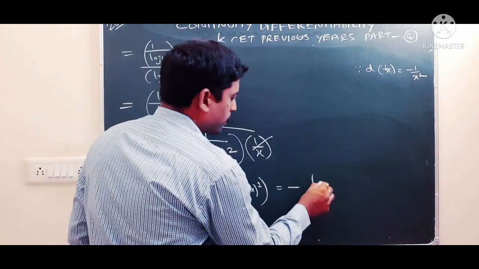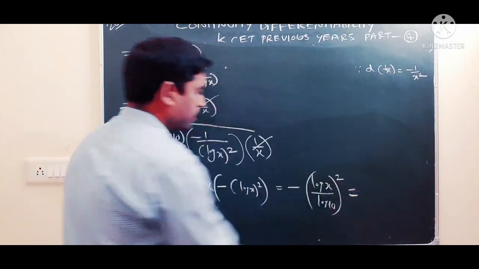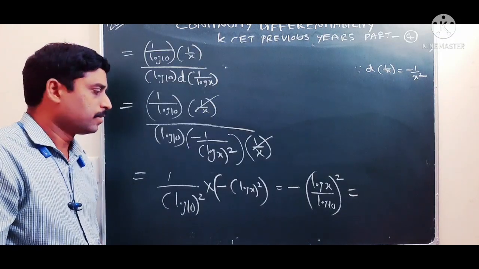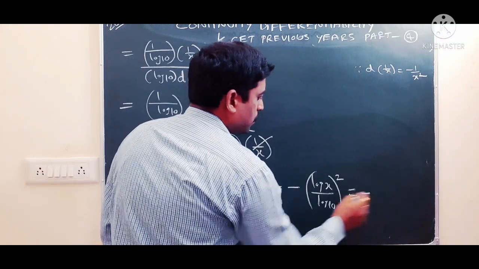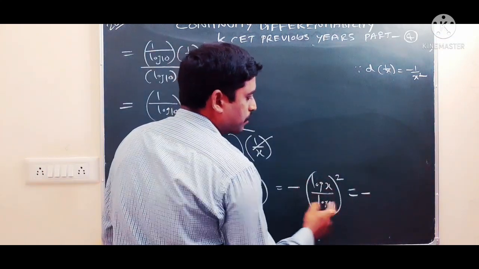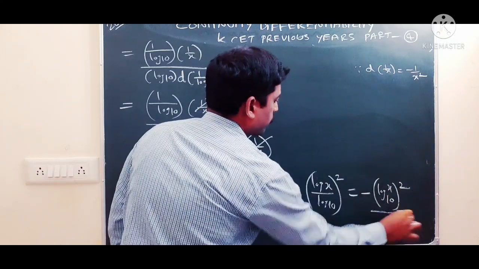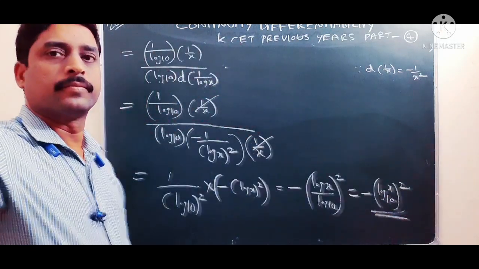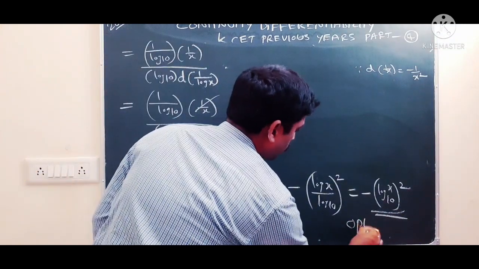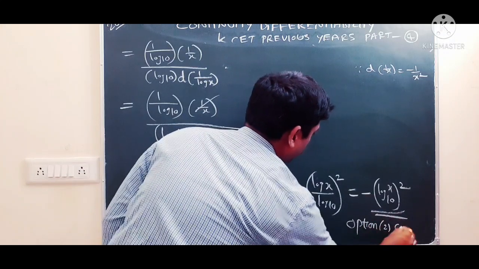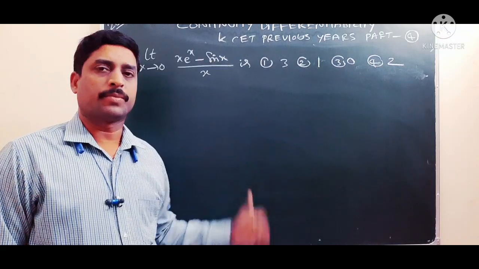This will be minus (log x by log 10) whole square. Is it clear? Log a square by b square is (a by b) whole square. This is minus (log x by log 10) whole square, and log x by log 10 is nothing but log x base 10, whole square. Therefore, option 2 is correct. Let us go to the next problem.